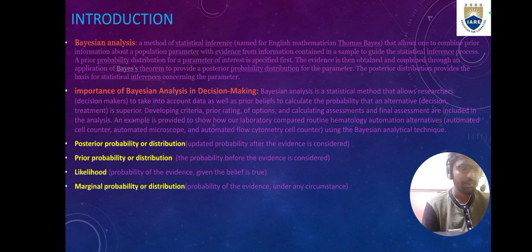So, these are some of the subtopics regarding Bayesian analysis. Posterior probability or distribution: the updated probability after evidence is considered. Prior probability or distribution: the probability before the evidence is considered. Likelihood: the probability of evidence given the belief is true. Marginal probability: the probability of evidence under any circumstances.